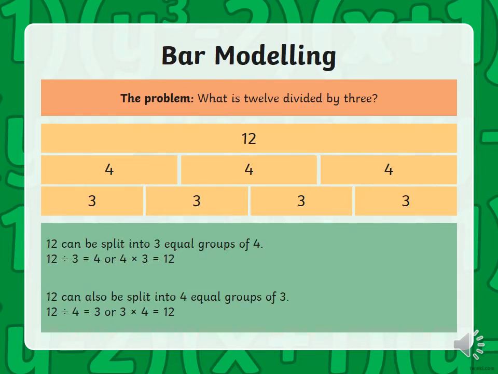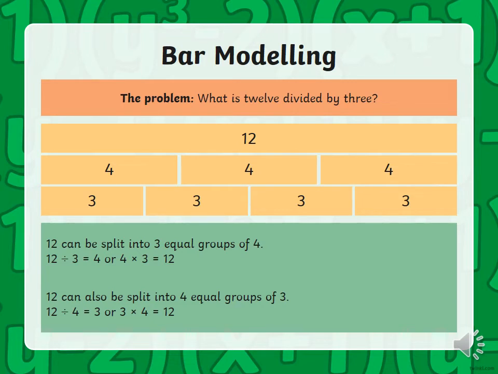So there's another example, bar modeling. The problem, what is 12 divided by 3? So 12 into 3 pieces. 12 divided by 3. How many 3 parts make 12? So we've got 3, and then each box has to have an equal amount. So 4, 4 and 4 make 12. That's 12 divided by 3.